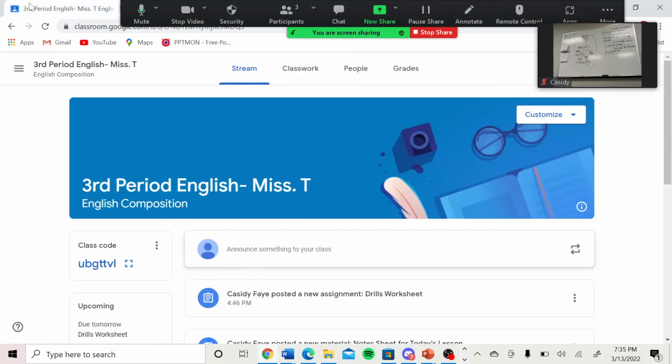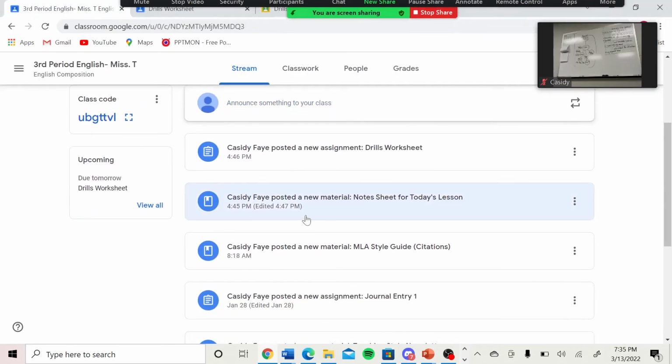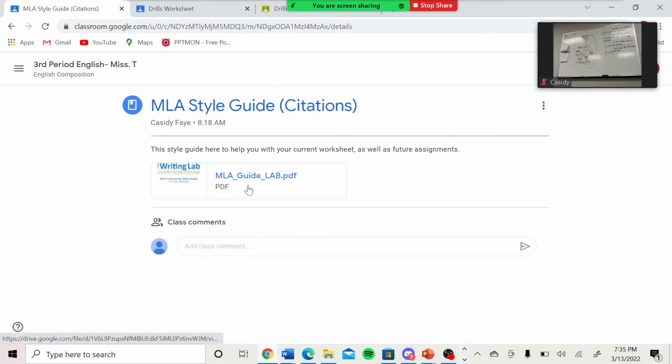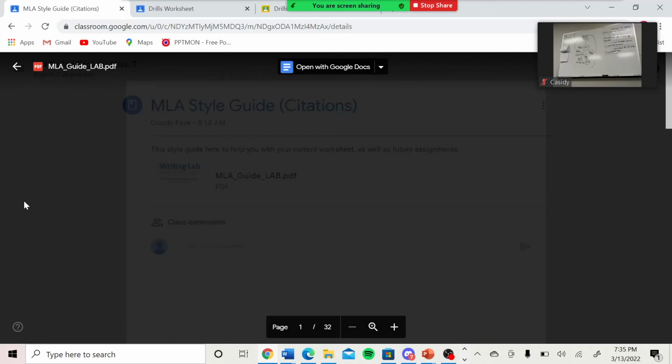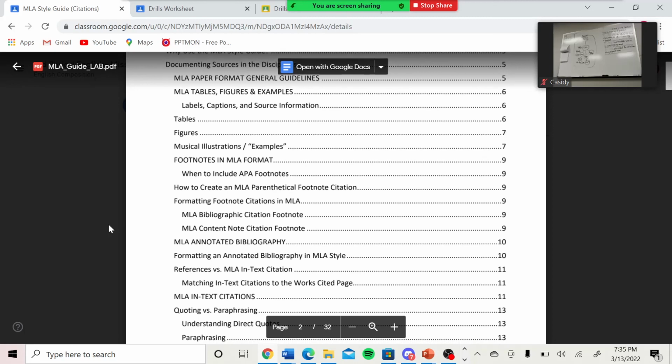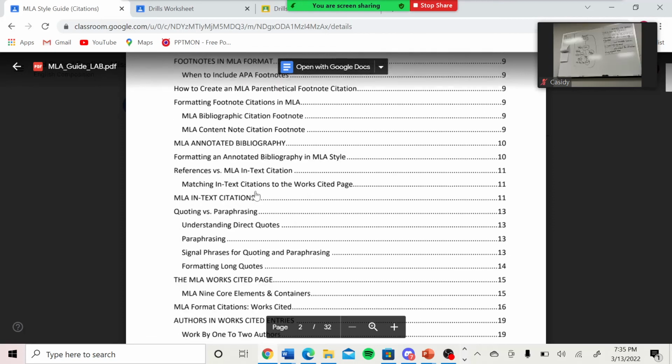So let me go back to our classroom. If you go back to our Google Classroom under MLA Style Guide, this will help you with all of your citations. I would definitely keep it. This will get you through all of high school and potentially into college, because usually citation guides for MLA and APA change every 4 or 5 years. When I went to college, I started on MLA 7, then MLA 8. Now we're on MLA 9. So it does change, but this little document shows you everything, how to cite.